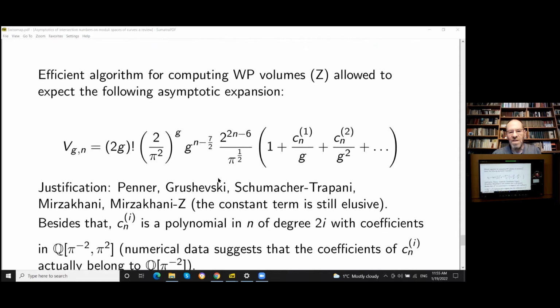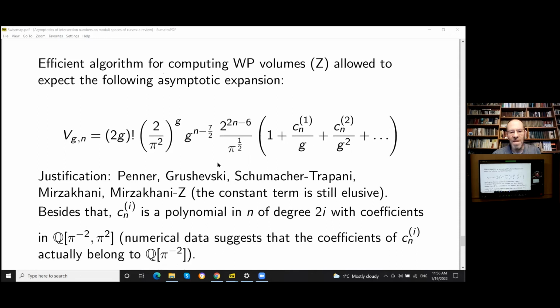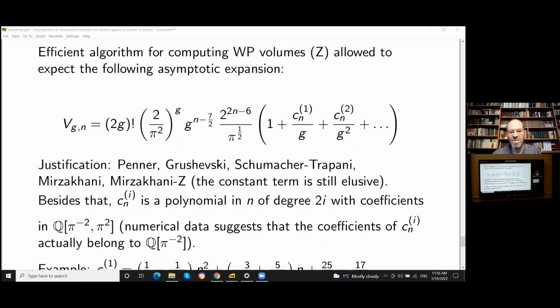What is not done is that there is no justification of the constant term. It's still elusive. That's because we study the ratios of volumes where this term gets cancelled. But the accuracy of computations leaves no doubt that this number is as written here, so it's essentially the square root of pi. But again, there is no proof of this yet.